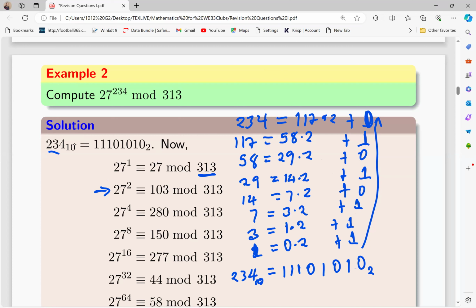Anything you do, you divide by 313 and get the remainder. Now let's square. The first one, raised to 1, gives 27. To get the next one, you square the previous. So when you square this, this is what you get. Now square this and see if you get this.